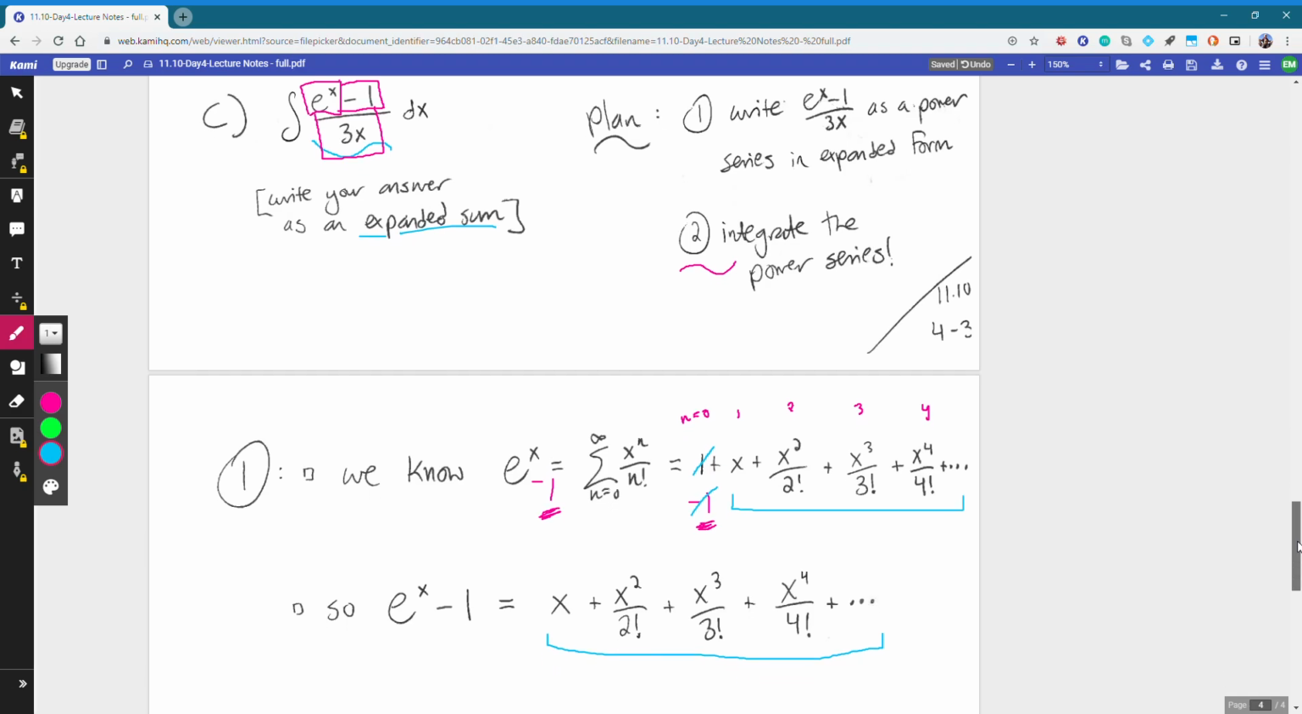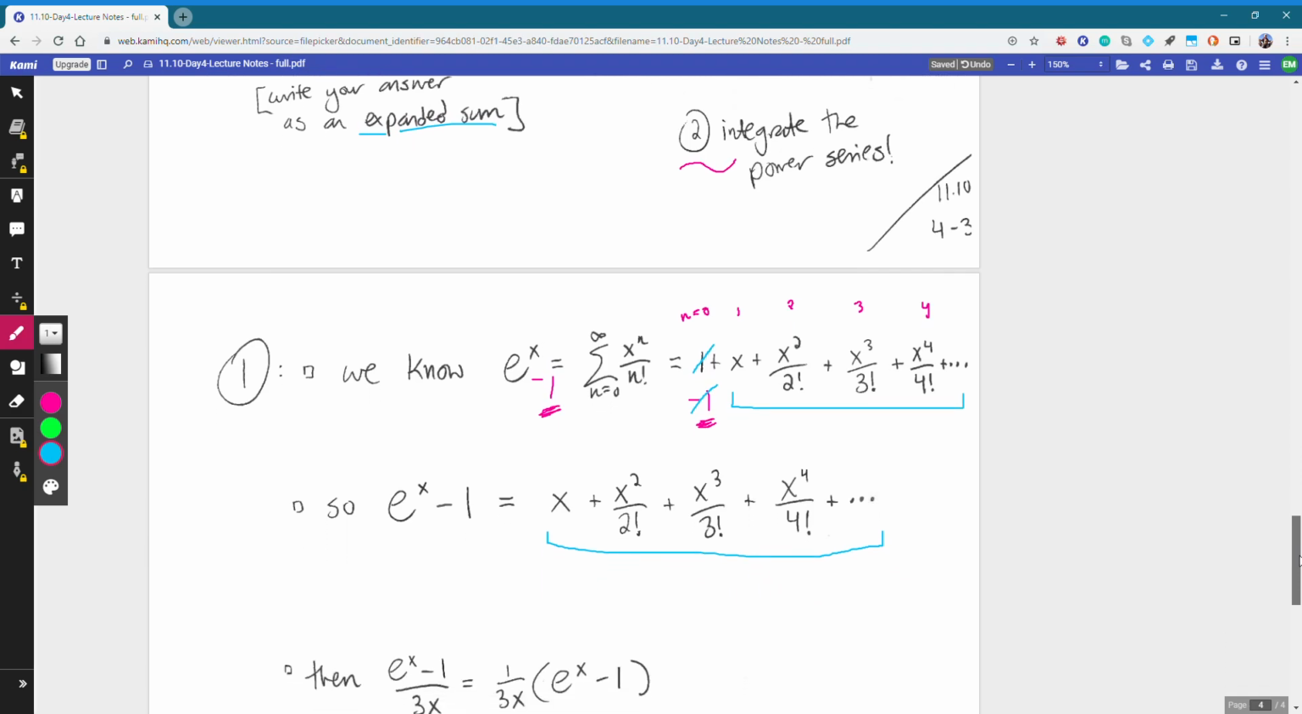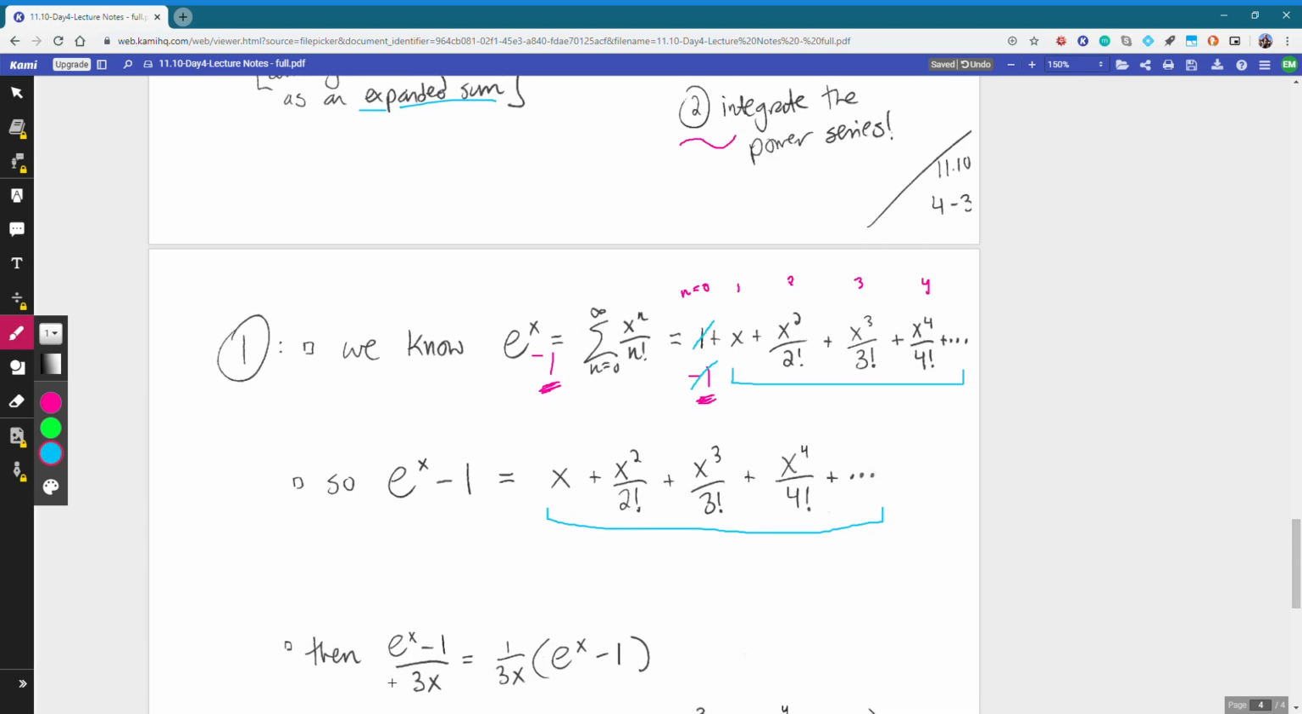All right, so now let's think about dividing by 3x. And I think the clean way to think about that, if we pull out this 3x as a 1 over 3x multiple on our e to the x minus 1, hopefully things are a little bit more reasonable feeling with our algebra here. And so here, let's take e to the x minus 1 and swap that out for this power series that we know it equals.